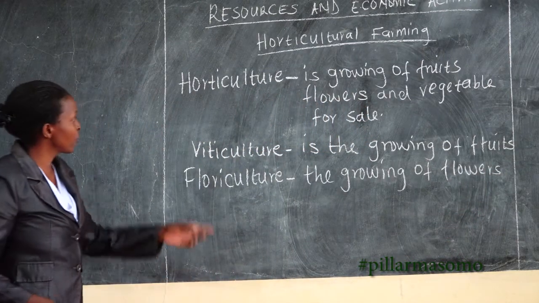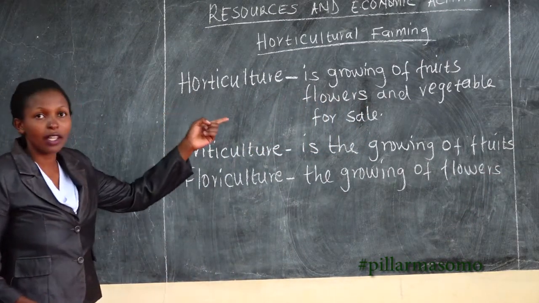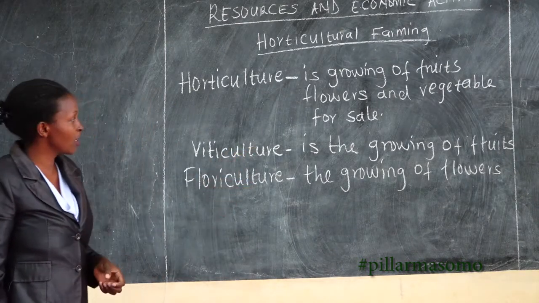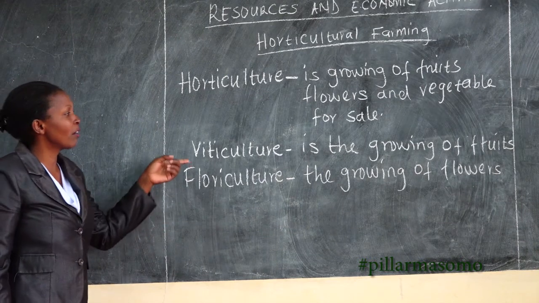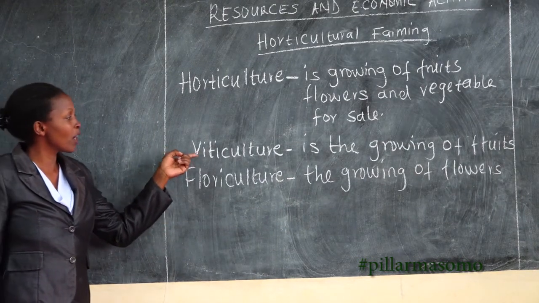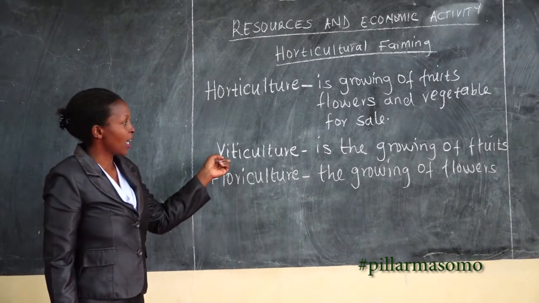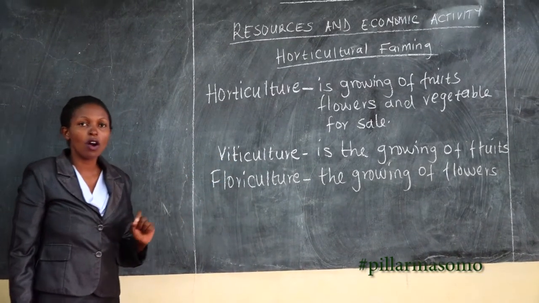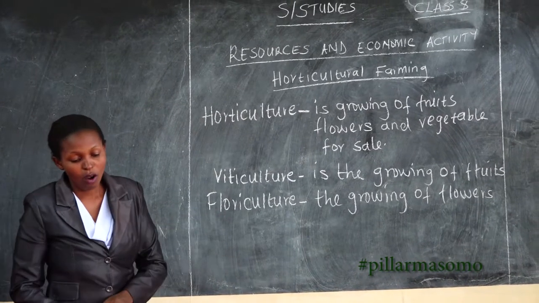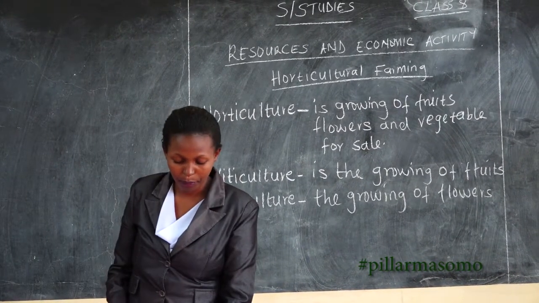So we started by defining the word horticulture, and we have said horticulture is growing of fruits, flowers, and vegetables for sale. Then we have also talked of fruits. The fruits, we refer to it as fruiticulture. So this one is the growing of only fruits. Then we have floriculture, the growing of flowers.